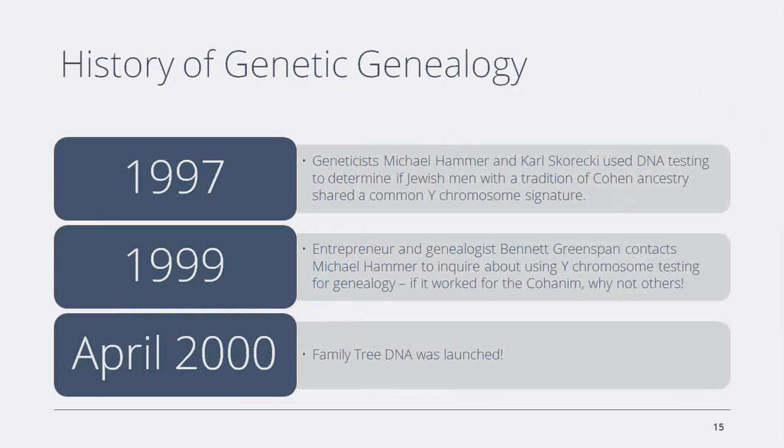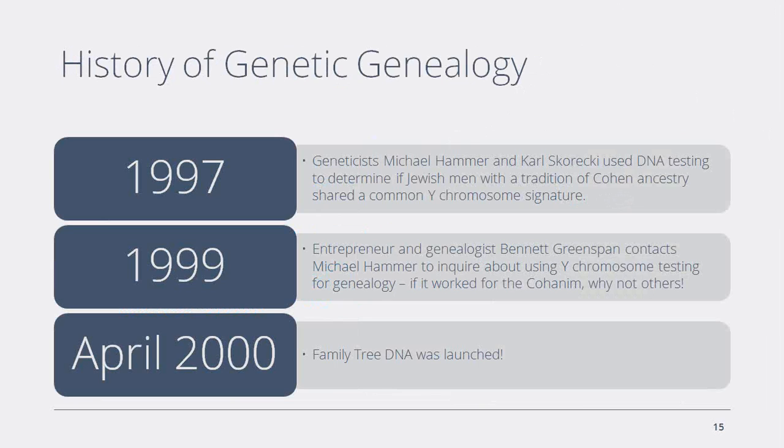And he said, well, if it can work for the Cohens, for the Cohenim, then couldn't it work for anybody else? And so he contacted Dr. Hammer at the University of Arizona and said, can you test my family? Bennett tells this story much better than I do, but basically Dr. Hammer kind of laughed and said, yeah, we get phone calls from crazy genealogists periodically asking, and no, we don't test genealogists. And he apparently then suggested somebody really should start a company that offers this. And, well, that's what Bennett ended up doing.